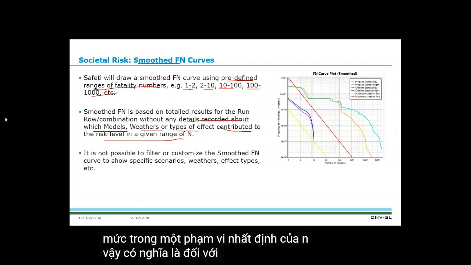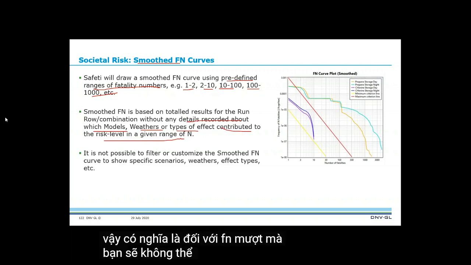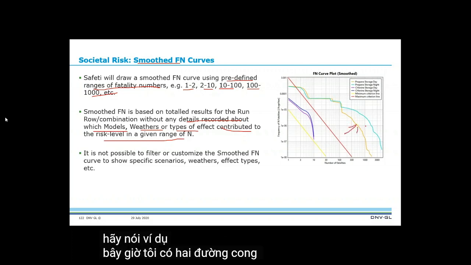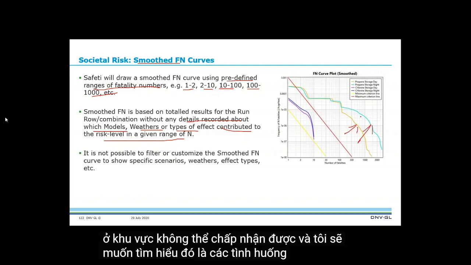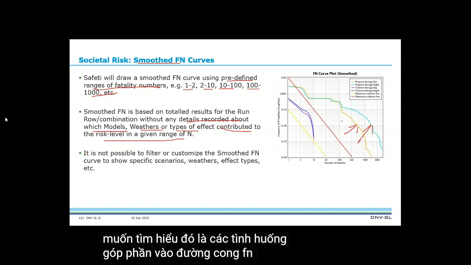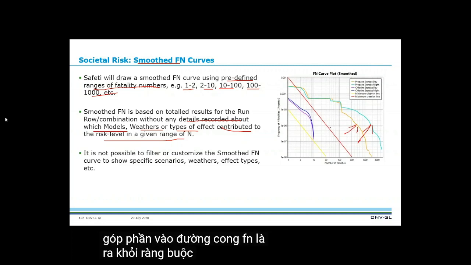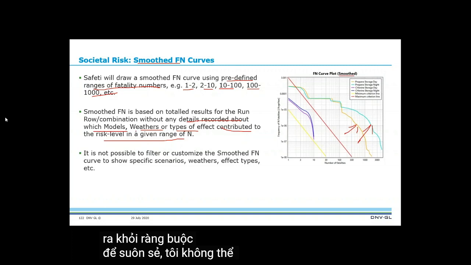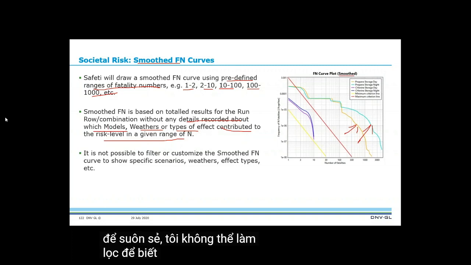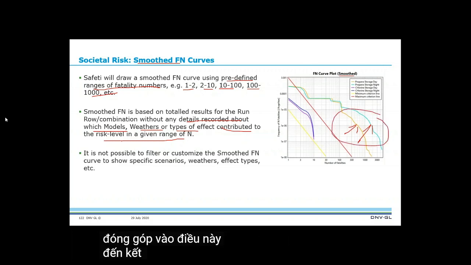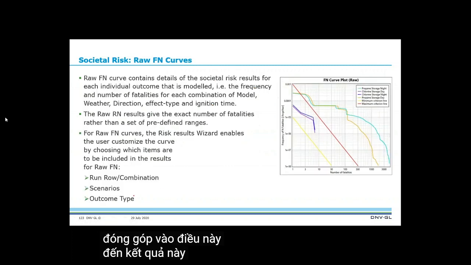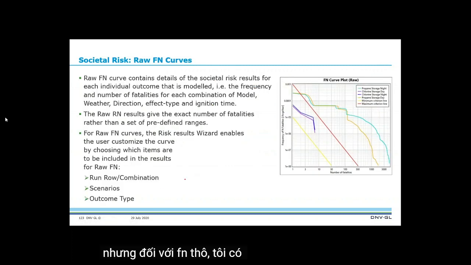So for the smooth FN, you will not be able to find out, for example, if I have two curves that are in the unacceptable region and I would like to find out which scenarios contribute to the FN curve being out of bounds. For smooth FN, I'm not able to do the filtering to know which model, which weather, or which effect contribute to these results. But for raw FN, I'm able to do so.